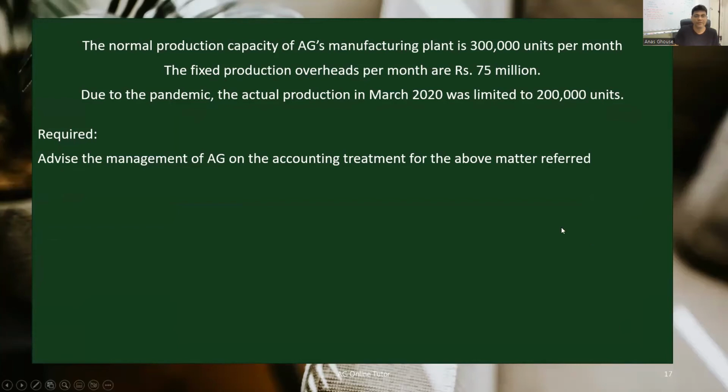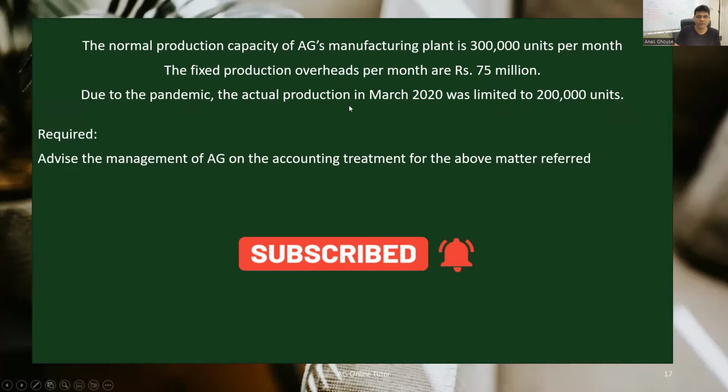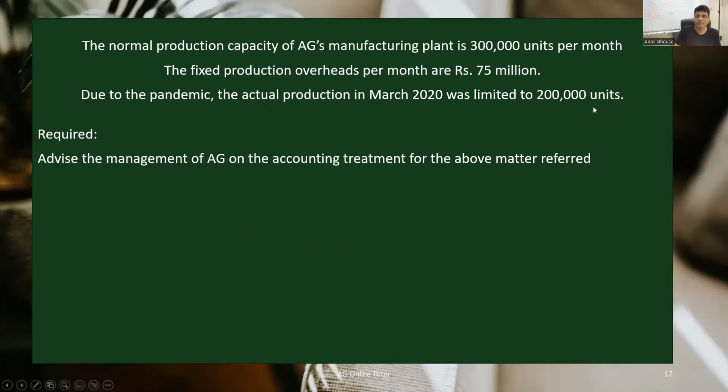Okay, now let's look at this particular question. The normal production capacity of AG's manufacturing plant is 300,000 units per month. The fixed production overheads per month are 75 million. Due to the pandemic, the actual production in March 2020 was limited to 200,000 units. Required: Advise the management of AG on the accounting treatment for the above matter.